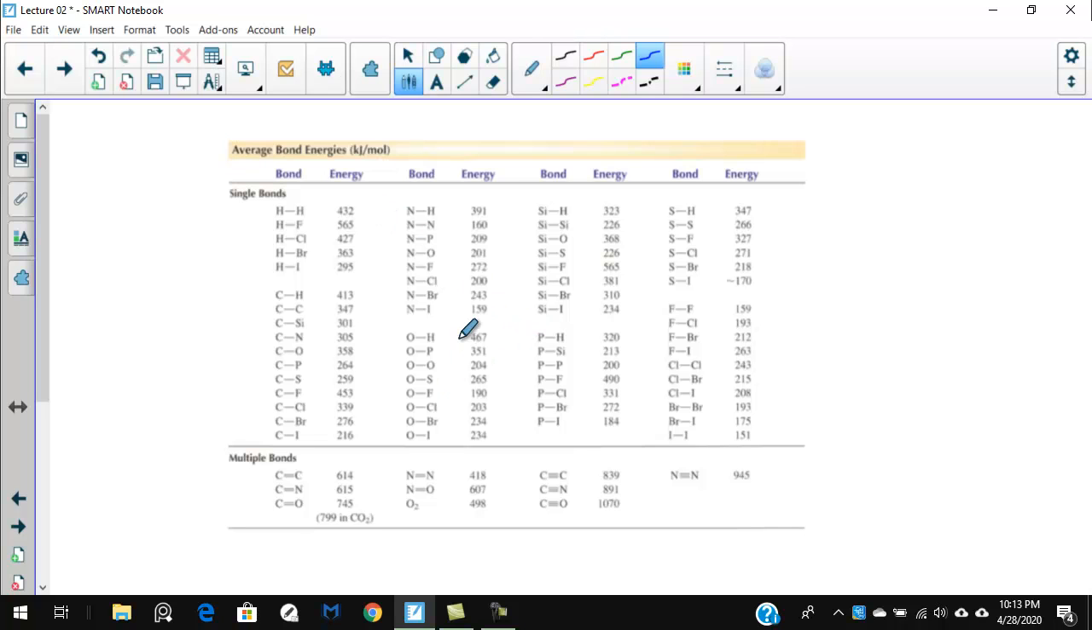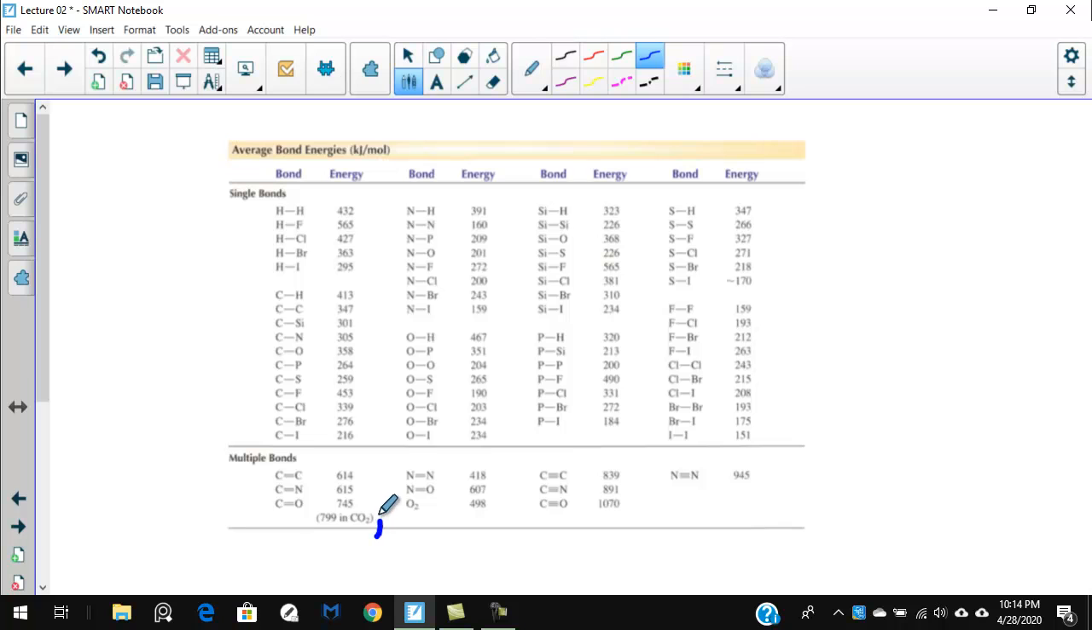If you wanted to break, let's find the oxygen double bond. So it is, why can't I find an oxygen double? Oh, down at the bottom here. Yeah, O2. So they've listed it a little bit separately here, multiple bonds. And the O2 bond requires 498 kilojoules to break apart. And then you've got other double bonds here as well, like the triple bonds and double bonds between nitrogen and between carbon. So down at the bottom here, you've got a list of all of the different double bonds. These are all the single bonds.